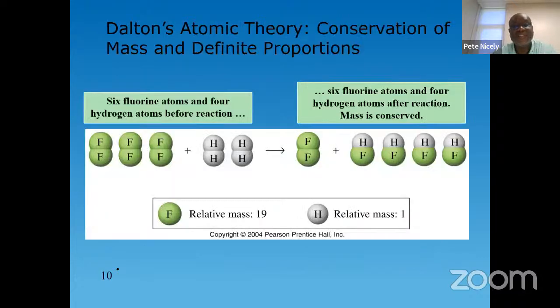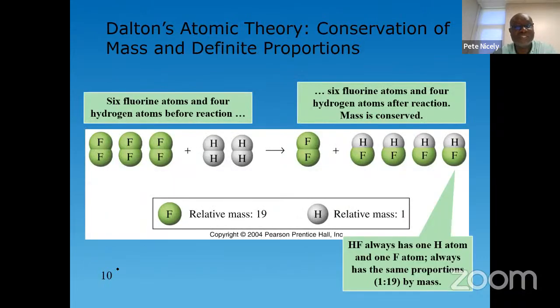Okay, so just to give you a pictorial demonstration of Dalton's atomic theory as it applies to the conservation of mass and definite proportions. So here we have some models representing fluorine molecules and hydrogen molecules. And in this particular situation, we have 3 fluorine molecules and 2 hydrogen molecules.